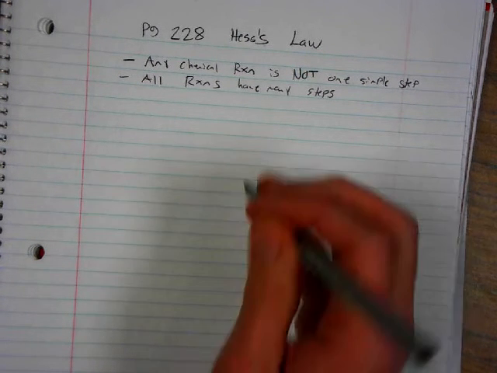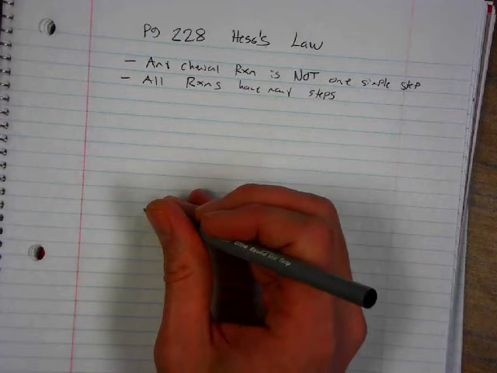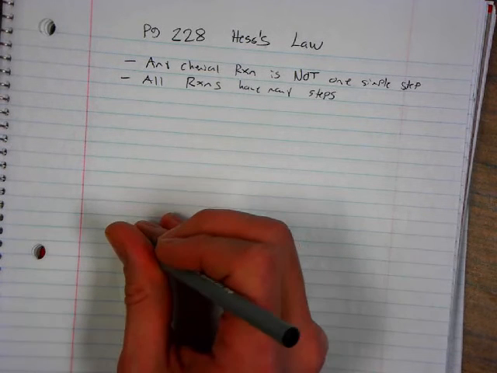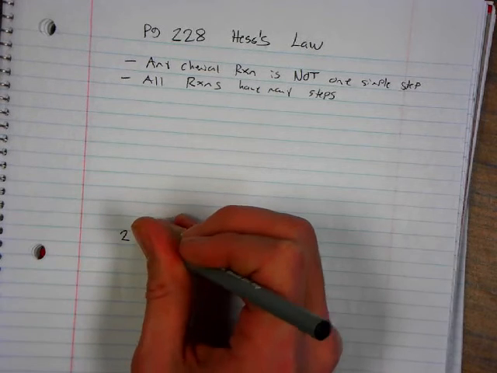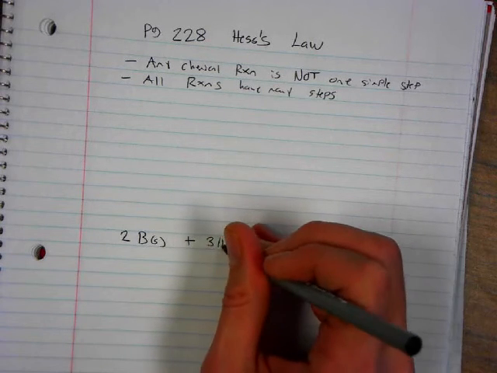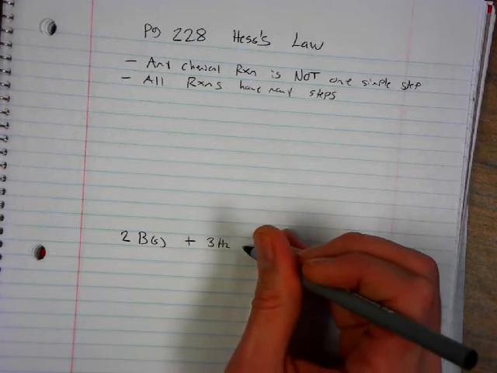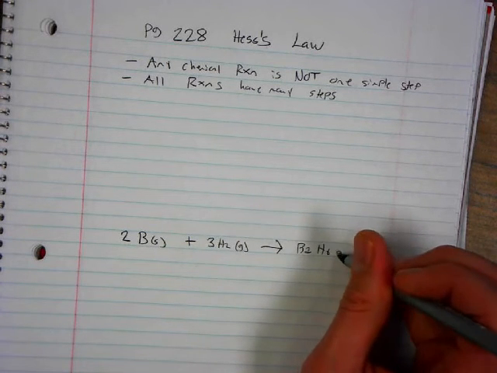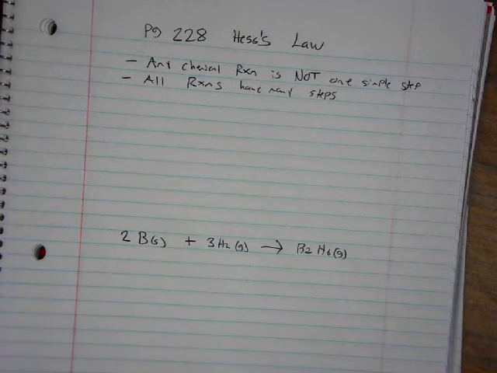Here is how I like to do one of these. I want you guys to skip a lot of space. In my notes I skip 8 lines at least. And we're going to write down what we're going for down here. This is how I do it. If you guys don't like it, you can read the book and do it their way. So I'm going for 2 boron solid, 2 B(s), plus 3 H2 gas yields B2H6 gas.